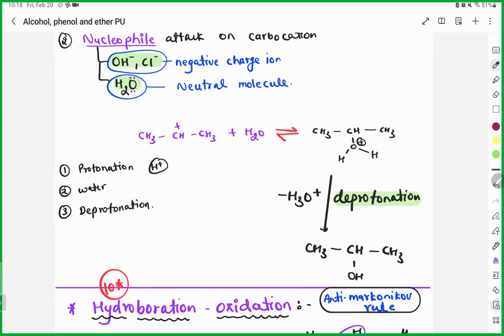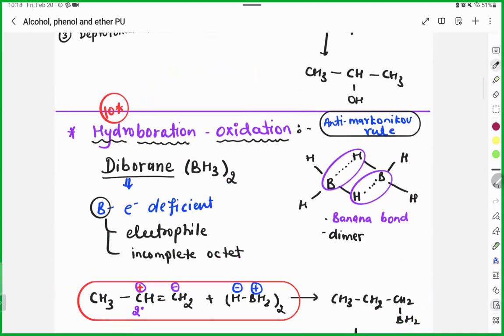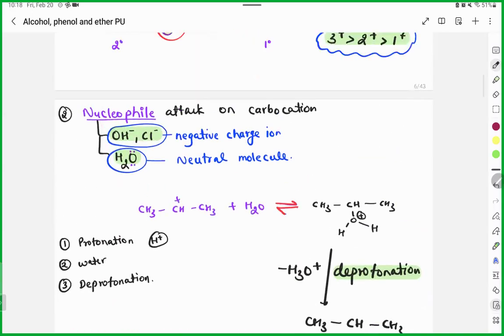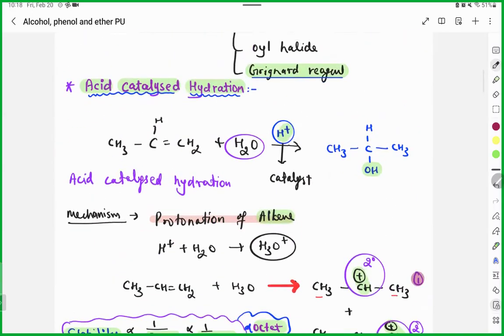Then guys, hydroboration oxidation, very popular reaction because this hydration, acid catalyzed hydration, is following Markovnikov rule.